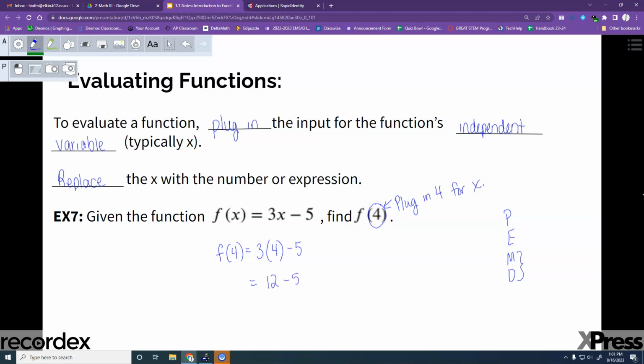And then after multiplication and division, we have addition and subtraction. Again, we do that from left to right. So sometimes you might do subtraction before addition. So we have 12 minus 5, and we're going to get 7 for that. So that would be our answer.